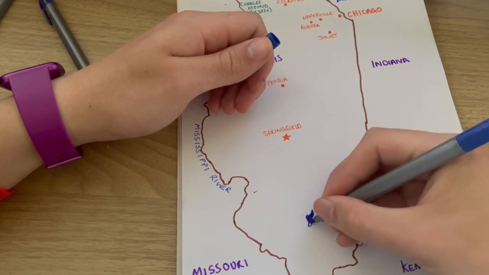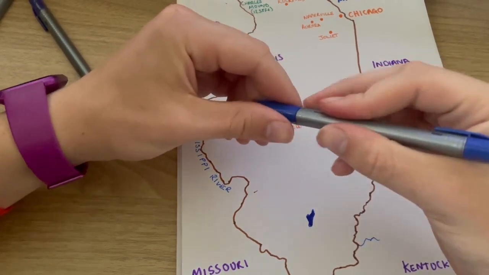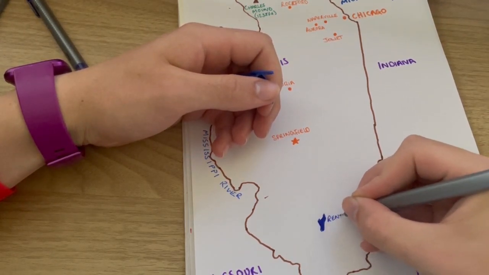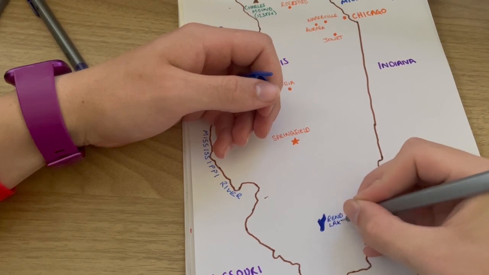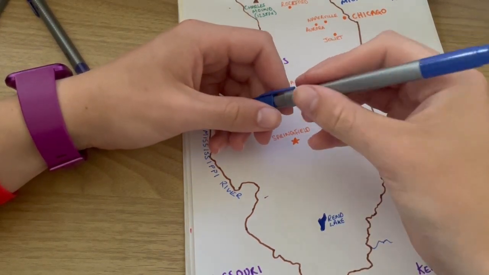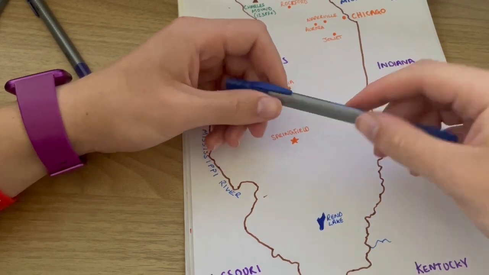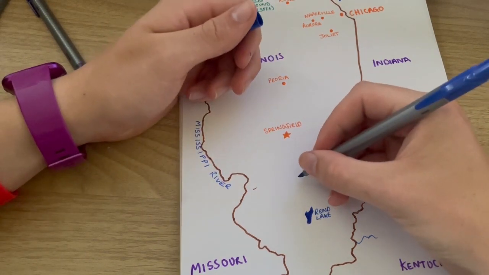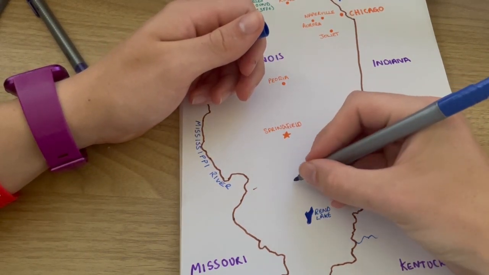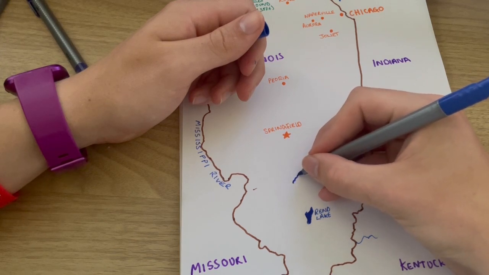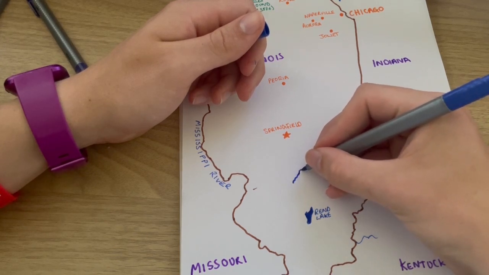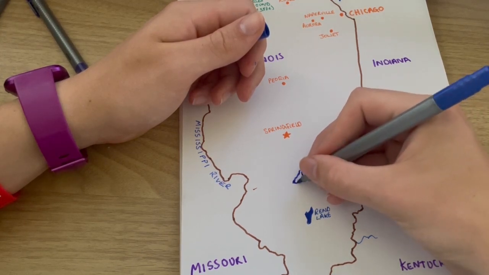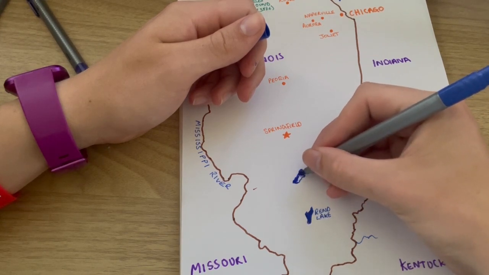In a shape, something sort of like that. We have Rend Lake. And then a little bit further up, I guess about halfway between here and Springfield, we have another lake, in a shape roughly like that.